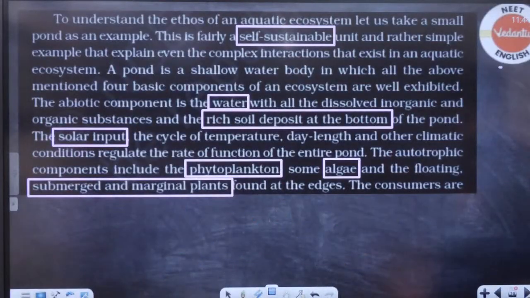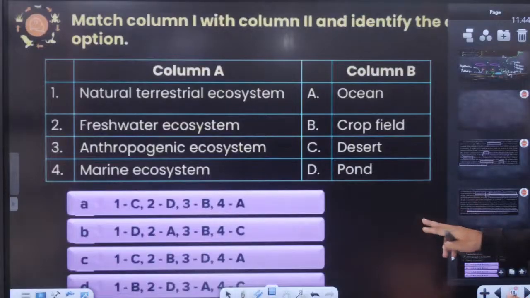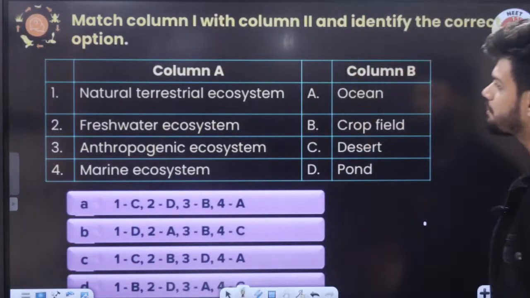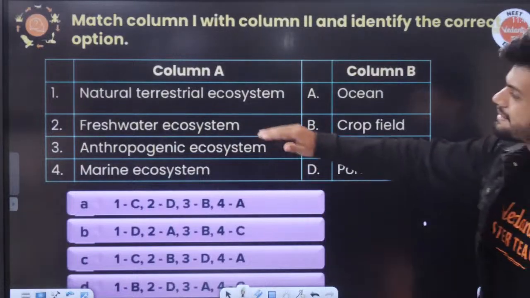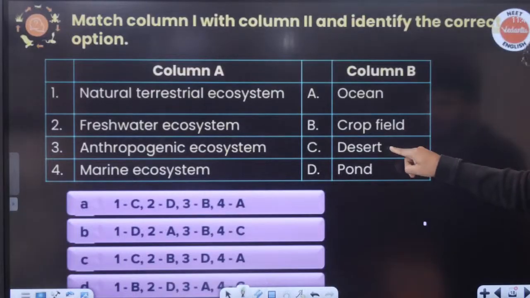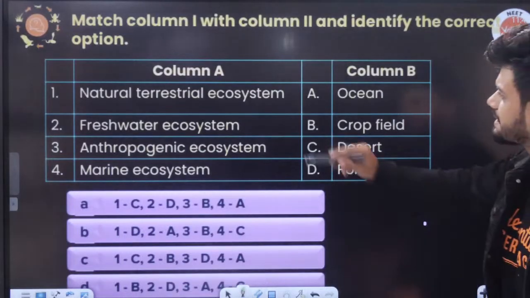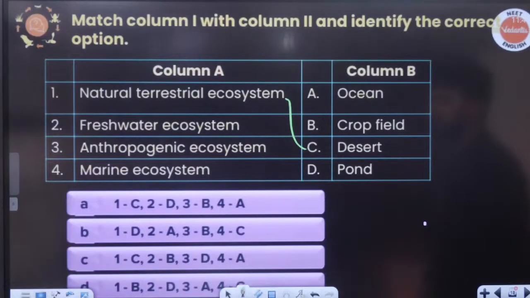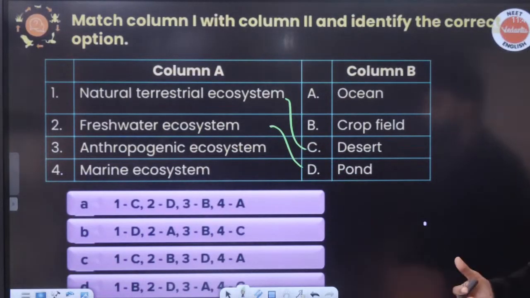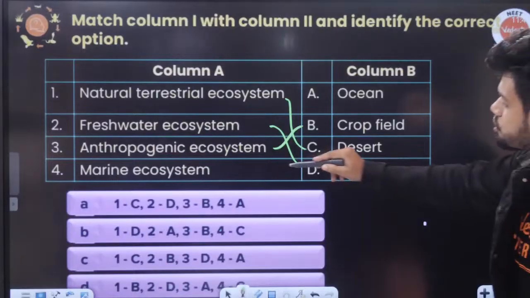Now let's see how many of you can solve this question. Simple question, go on your board, quickly. The question is asking you to match the following: natural terrestrial ecosystem. Desert is a natural terrestrial ecosystem. Freshwater ecosystem, that is your pond. Anthropogenic means man-made or human-made ecosystem, that is crop field. Marine ecosystem is ocean ecosystem.